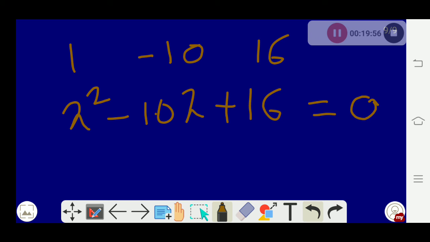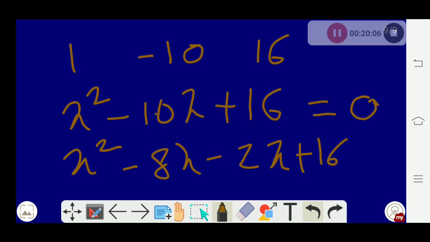Let's find this from the middle term. I hope you remembered this. We have done this in class 8 or 9, I think. Here you have to write two factors, 8 into 2. That should be equal to the sum of this one, with the sign given. So let's go to the next page.